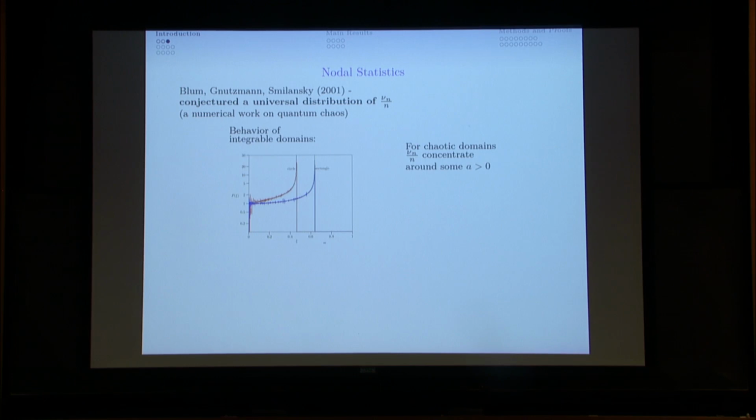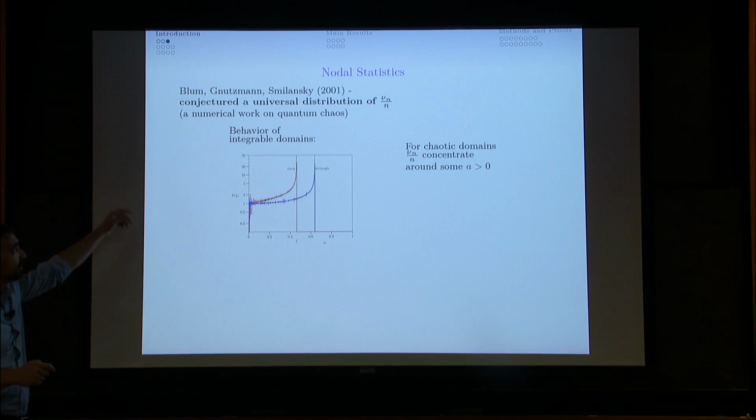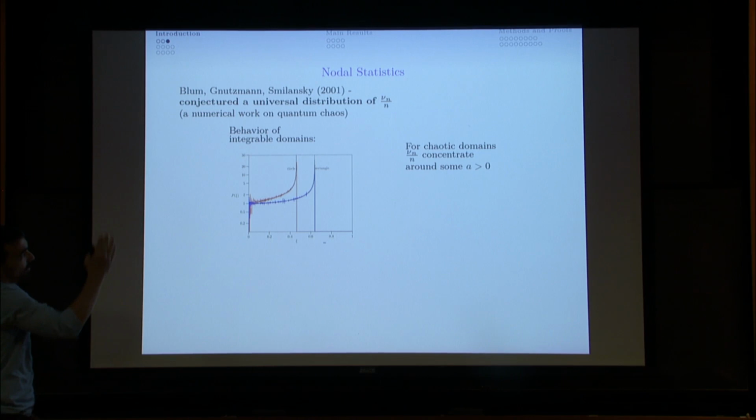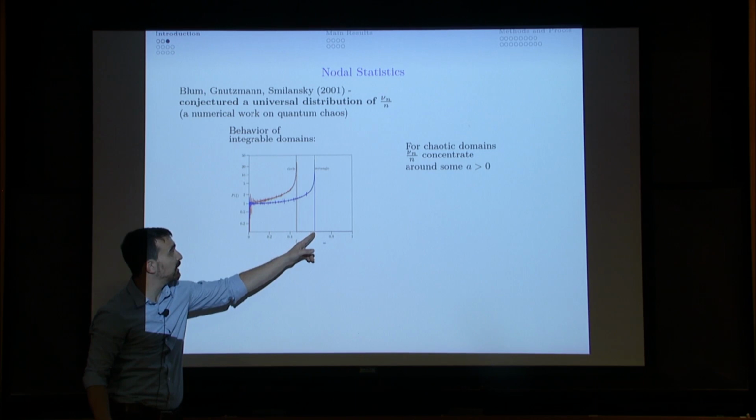What they discovered numerically is that it's actually an indicator for quantum chaos, and that it has two kinds of behaviors. One behavior is if we're looking at an integrable domain. Here the red one is a circle, the blue one is a rectangle. Then you get this really nicely peaked shape, where it has some kind of bound from the right, and the bound from the right for the rectangular one is something that we can actually calculate.